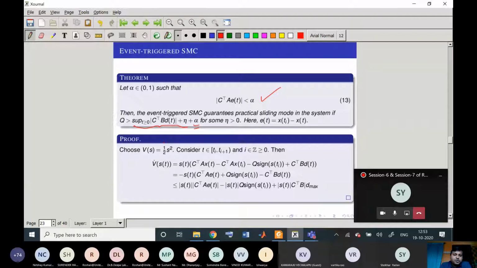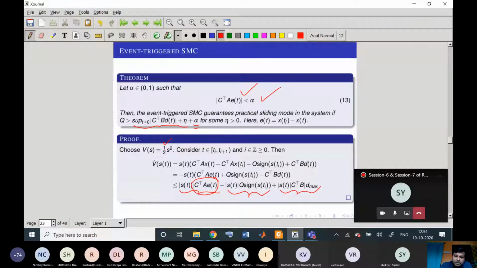To guarantee stability, we choose a Lyapunov function, half s square. If you compute V dot, you are left with these terms. To guarantee stability of the system, C transpose AET must be bounded. That is why we take a bound on this variable, less than alpha, and this plays the role of the triggering condition: whenever we are going to cross this bound alpha, only then the triggering is generated and the control is updated.